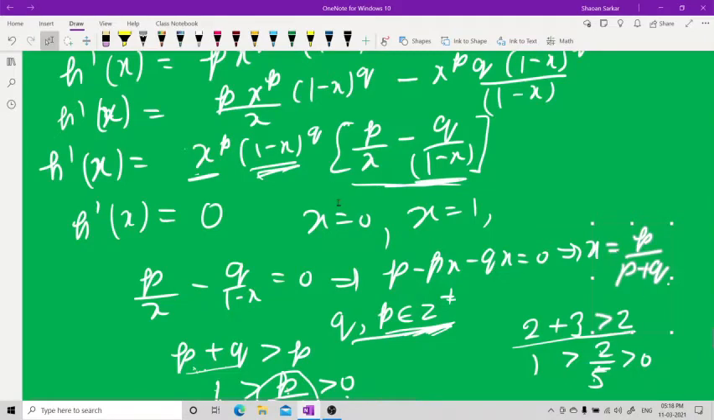This will always come. For 1 and 1 it will not come like this. For 2 it will come. But this is the point which will always come for any value of p and q. For p equal to 1 and q equal to 1, these two won't come at all. ये आएगा ही नहीं, x equal to 0, x equal to 1. You will get half, that is 1 upon 1 plus 1, that is 1 by 2, if p and q are both 1.